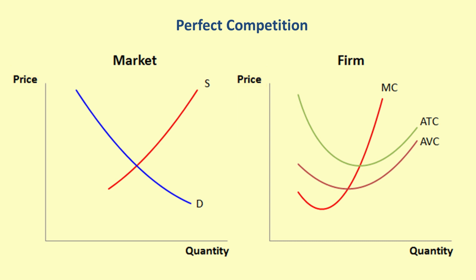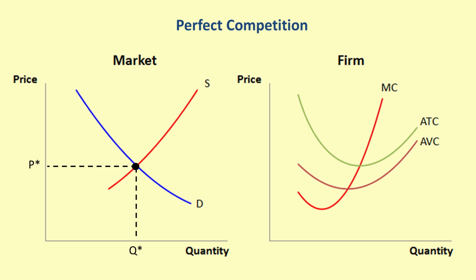In the market, we have our usual downward sloping demand curve and upward sloping supply curve. The market equilibrium occurs at the intersection of the demand and supply curves. We'll label our market equilibrium price here as P star. Remember that an individual firm is a price taker in perfect competition, meaning that an individual firm has no control over the price it receives.